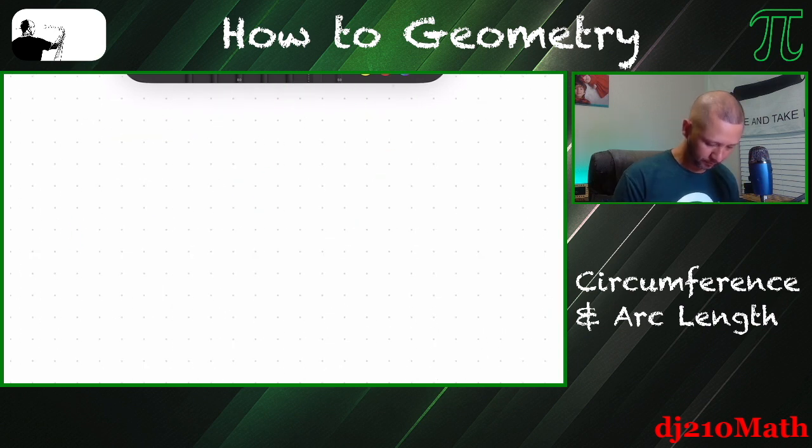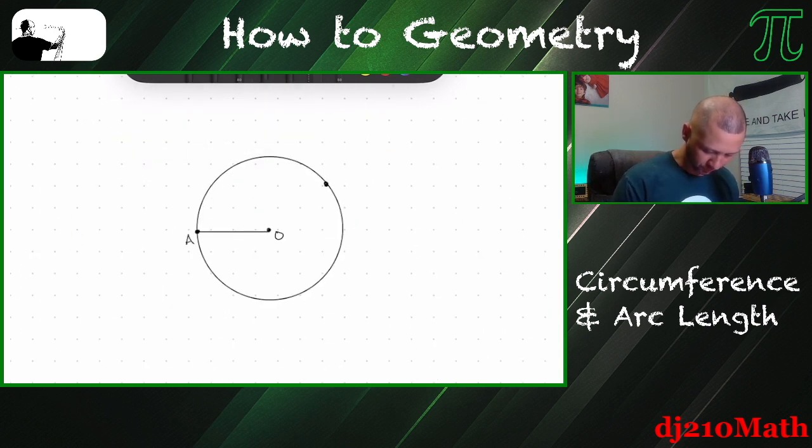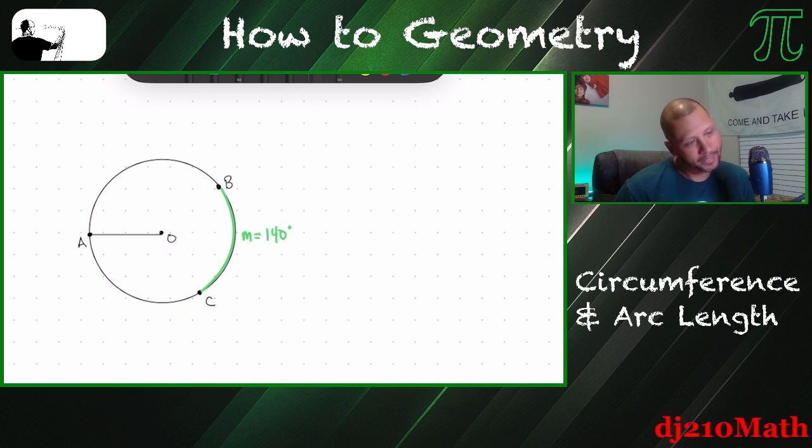Let's do one more. In this example, we have circle O, because that's the center point, and the radius, we'll call it 36 meters. We want to figure out the arc length of the green section. The given information is that it measures 140 degrees.